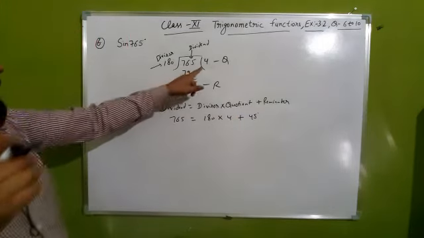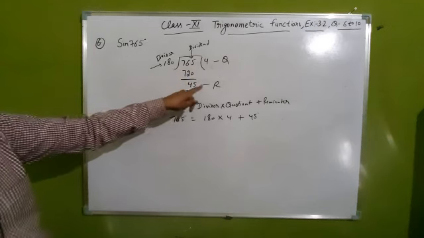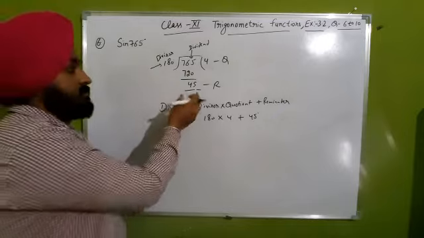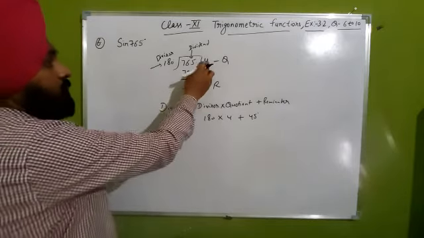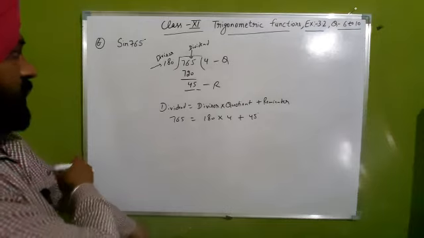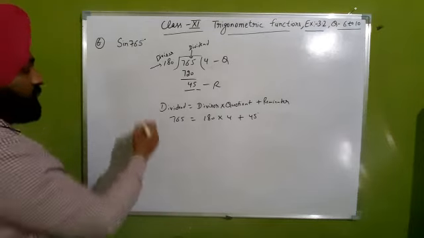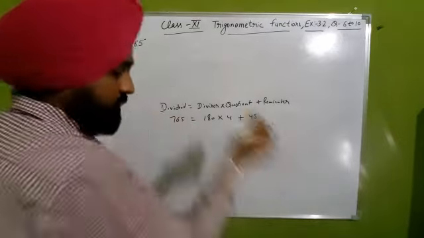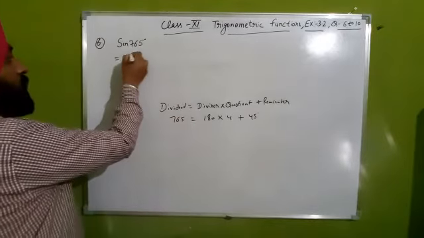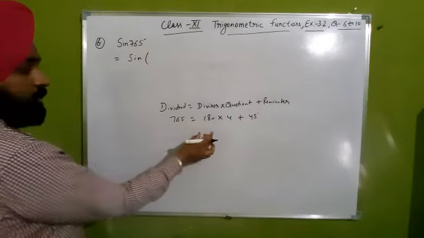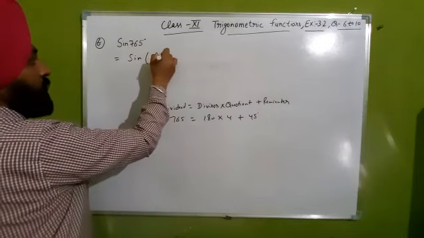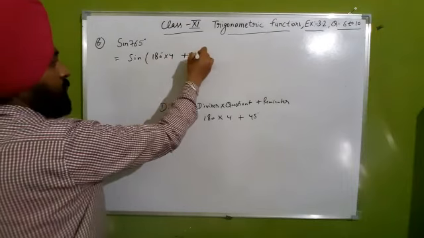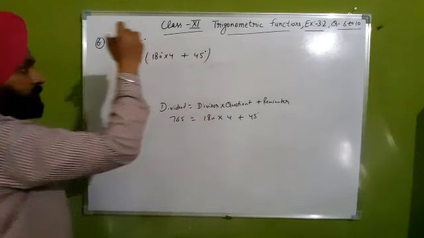You can also multiply by 5, but you will get a much greater remainder than 45. So we select the smaller remainder with quotient 4 here. It's clear? So that means we can write this sine 765 as 180 degree into 4 plus 45 degree.